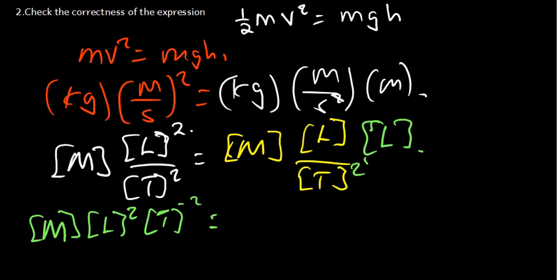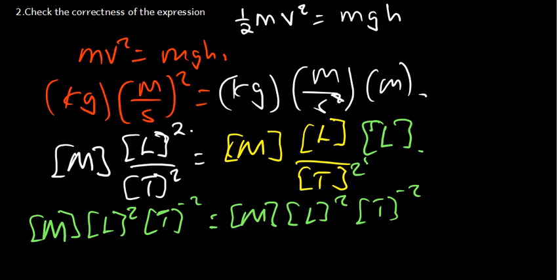Has to be equal to the mass. We have the length and length, so you're going to get length squared. Then we are also going to have t to the power negative 2. So now they want us to check the left and the right hand side.